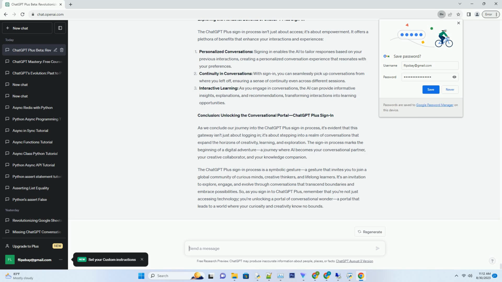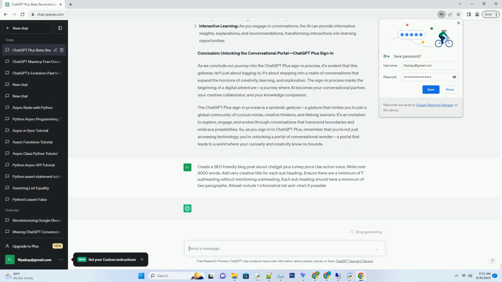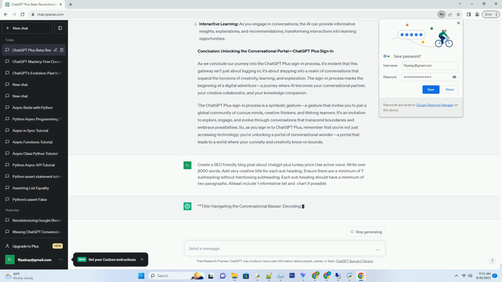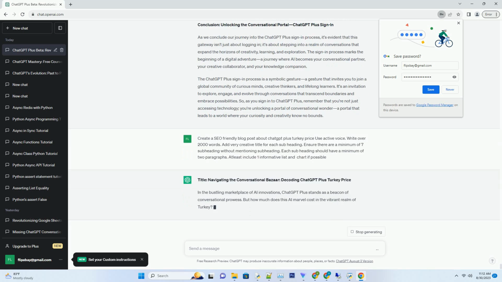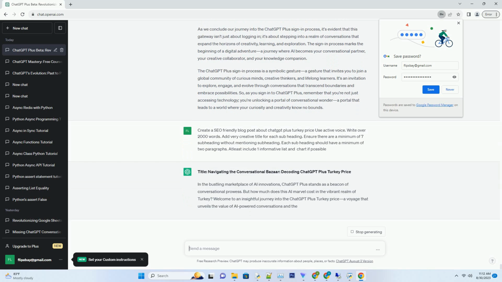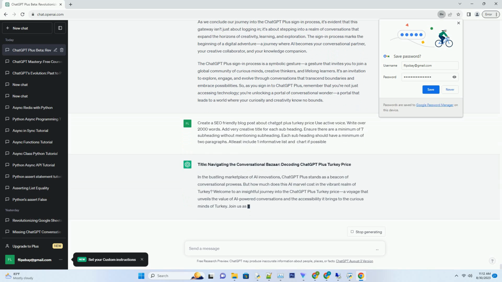Title: Navigating the Conversational Bazaar, Decoding ChatGPT Plus Turkey Price. In the bustling marketplace of AI innovations, ChatGPT Plus stands as a beacon of conversational prowess. But how much does this AI marvel cost in the vibrant realm of Turkey? Welcome to an insightful journey into the ChatGPT Plus Turkey Price, a voyage that unveils the value of AI-powered conversations and the accessibility it brings to the curious minds of Turkey.